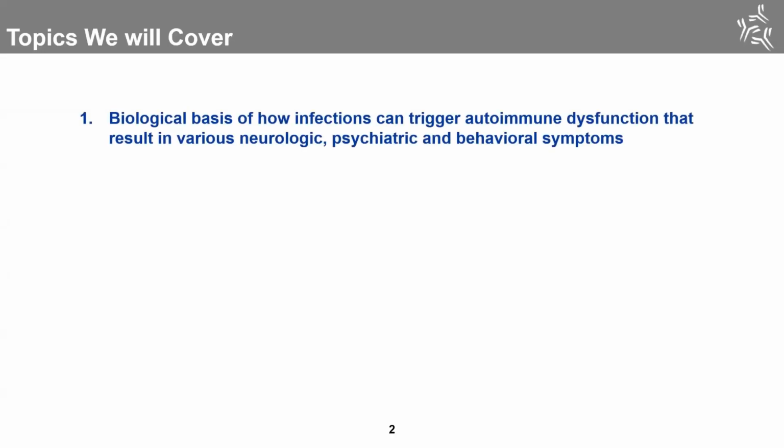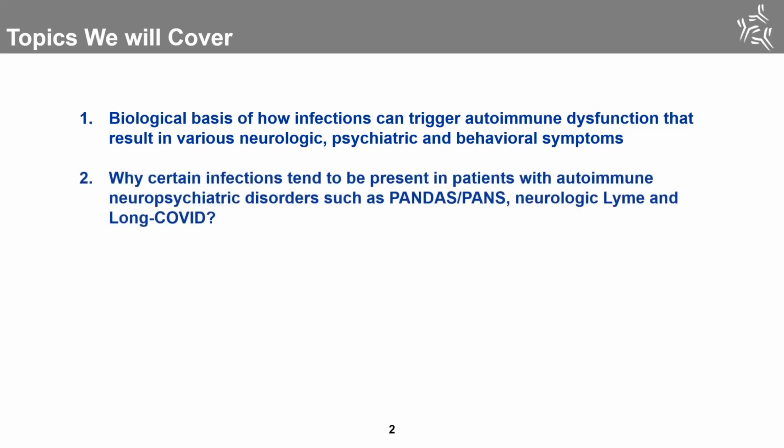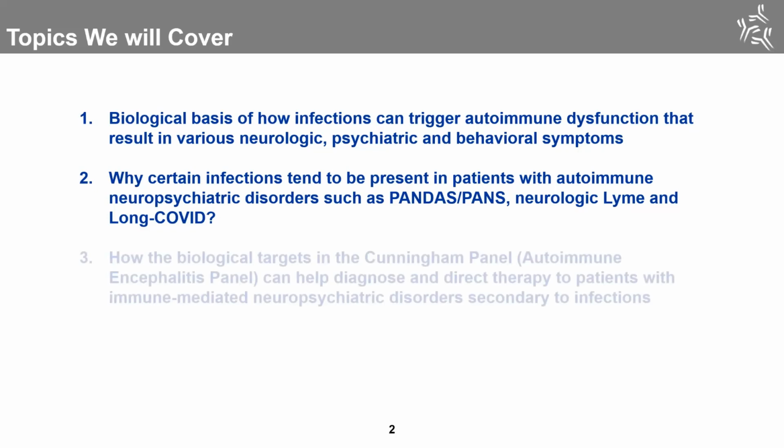First, we'll talk about the biological basis of how infections can trigger autoimmune dysfunction, and that results in these various types of neurologic, psychiatric, and behavioral disorders. And then the question as to why certain infections tend to be present in these patients with these autoimmune neuropsychiatric disorders, such as PANDAS and PANS, neurologic Lyme, and even long COVID. And there's a commonality that has to do with why these certain infections tend to be reoccurring.